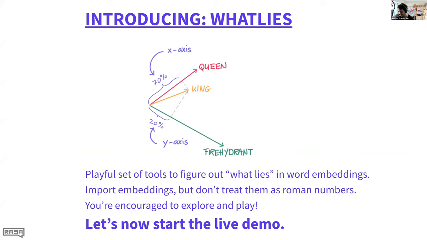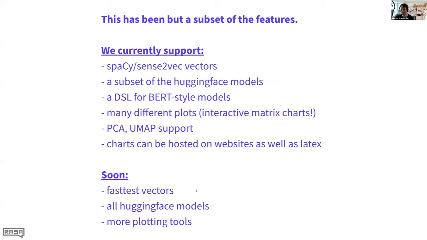So this has been a super, super quick overview of what the What Lies package does. And this is one of the things that I'll be working on behalf of Raza to help people understand word embeddings a bit better. We really care that people understand NLP. Currently, we support SensitiveX, Spacey, and a couple of Hugging Face models. We have PCA, UMAP, and all sorts of other transformations and many plot types. And pretty soon I'm expecting that we support all Hugging Face models as well as fast text vectors. That's stuff I'm currently working on.